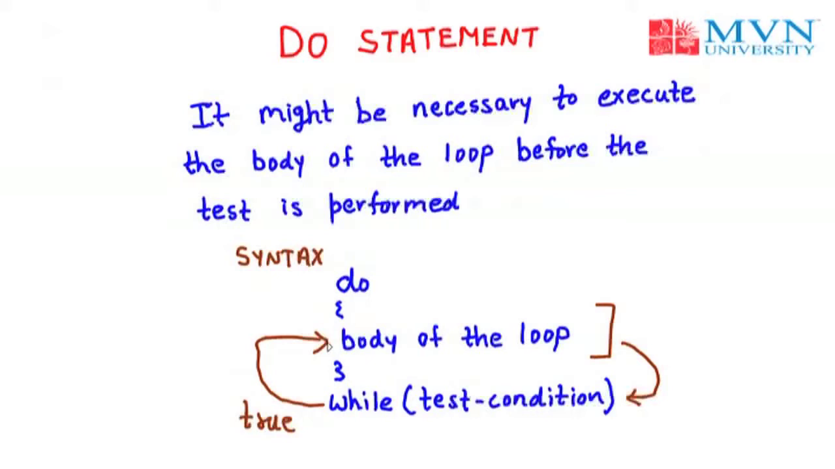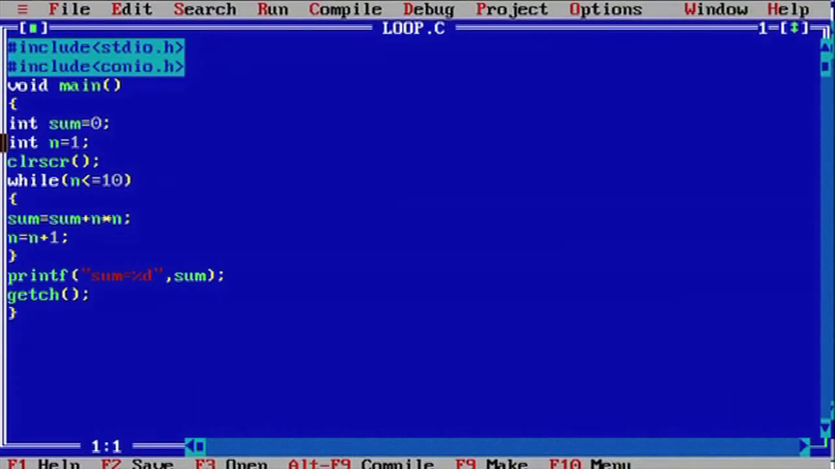Now let's use this do statement in a C program on Turbo C software. This is the same program which we have discussed in the while statement. Here we are taking two variables, sum is equal to 0 and n is equal to 1. The while condition is n is less than or equal to 10 and it calculates the sum. In the body of the loop, n is incremented, and after the loop, the sum variable is printed.